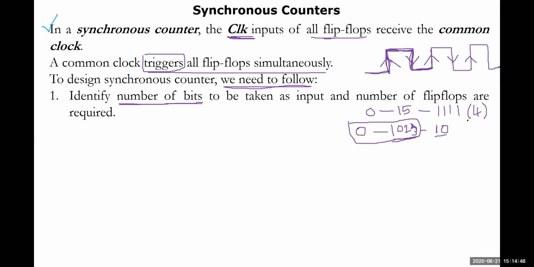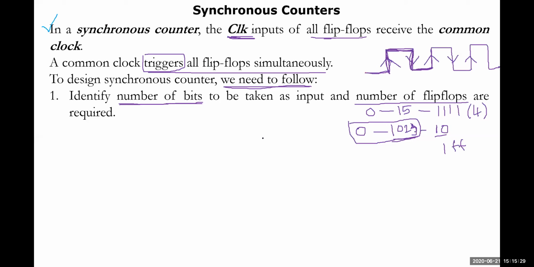And if you want to construct a 4-bit counter, you also need to identify how many flip-flops are required. For each and every bit, one flip-flop is required. So if you want to implement 4 bits, 4 flip-flops are required. If you implement 3 bits, I mean up to 7, 3 flip-flops are required. If you implement up to 1023, then 10 flip-flops are required. Okay, so in this way we identify the first step.